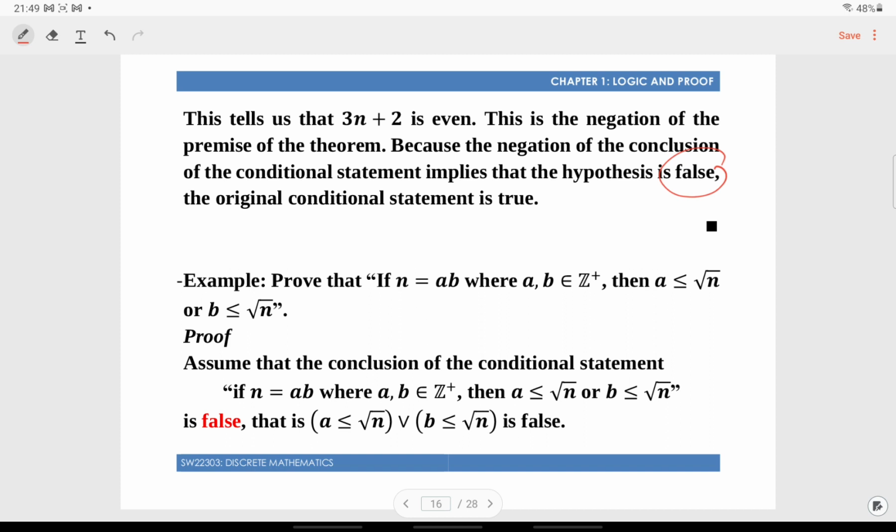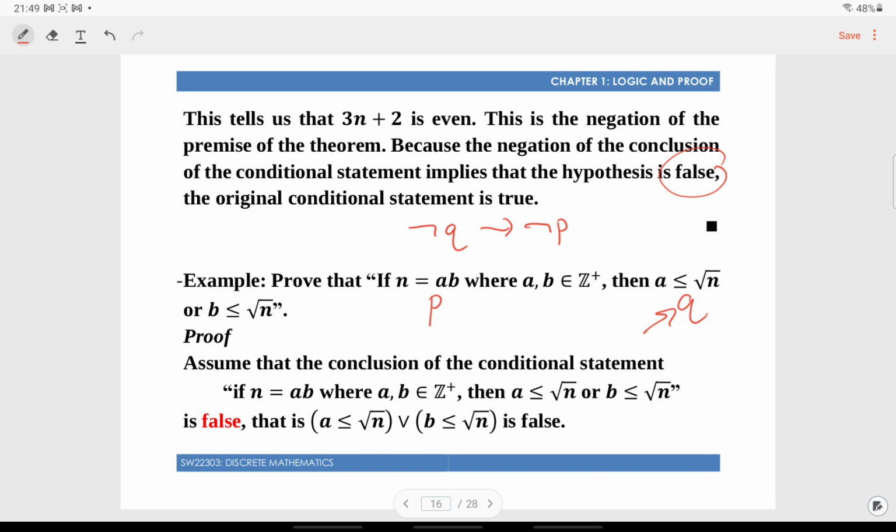Okay, so the question doesn't specify, so you can actually use direct proof, but because we are in the section of the contraposition method, we want to prove this statement by using contraposition. Okay, let's see how to do it. So in the original conditional statement, if P then Q, in contraposition we want to prove that if not Q then not P. So we need to assume that the conclusion of the original statement is false.